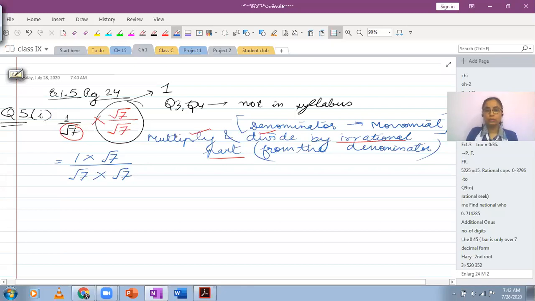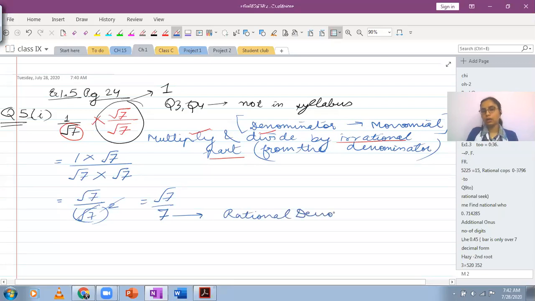But we don't want to do that. This is something we have done deliberately. We want to do this because this is how the denominator will have no irrational part after simplification. So in the numerator, we have root 7, and in the denominator, we have root 7 squared. So this gets cancelled. You can give the answer as 7 by root 7. So this now has a rational denominator. Earlier it had an irrational denominator. Now it has a rational denominator.